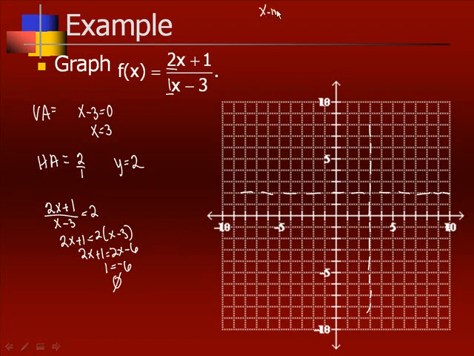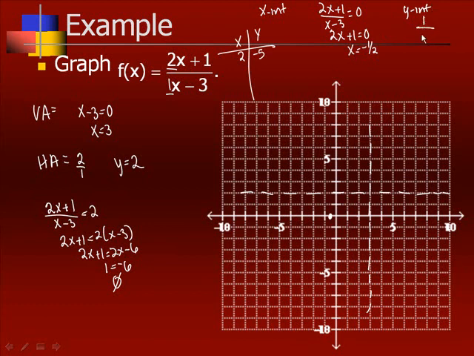To find the x-intercept, we're going to set it equal to 0. Multiplying both sides by x minus 3, we get 2x plus 1 equals 0, so x would be negative 1/2, which means that is this point right here. To find the y-intercept, we plug in x is 0, which would give us 0 plus 1 is 1, over 0 minus 3 is negative 3. So if x is 0, y would be negative 1/3, which would be down here.